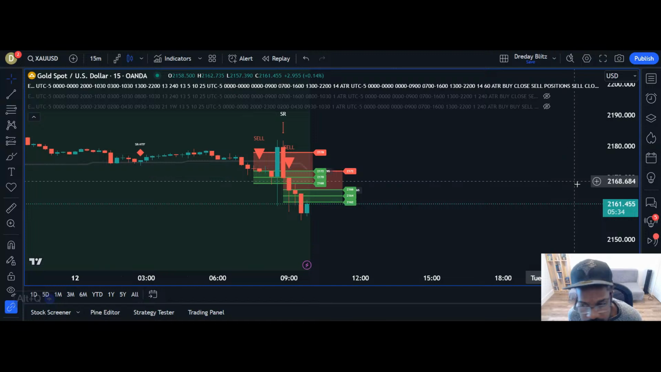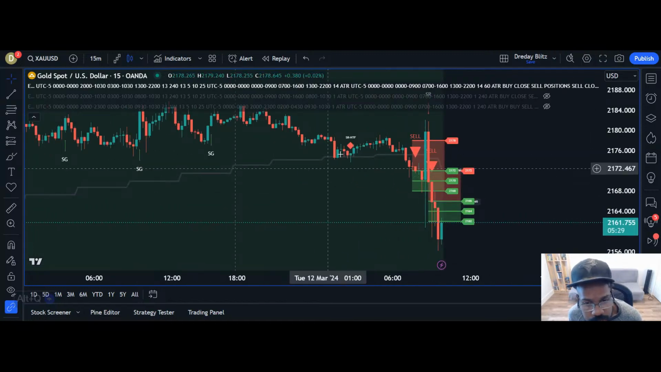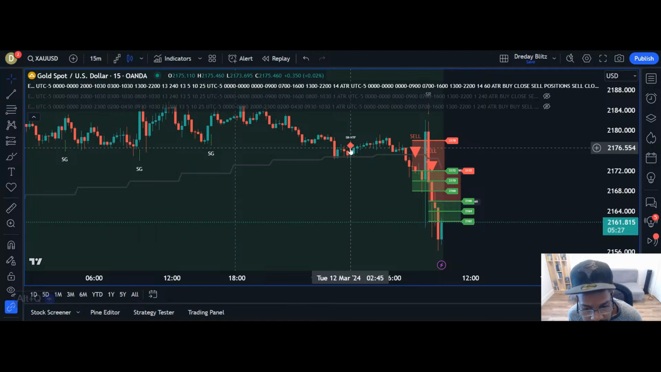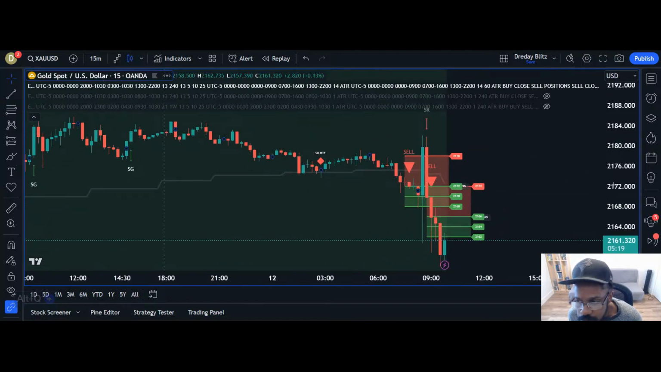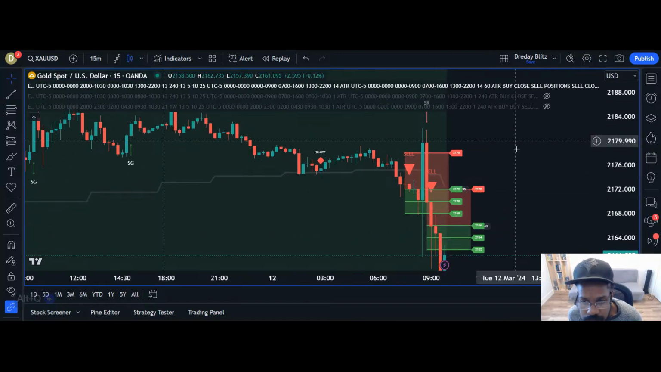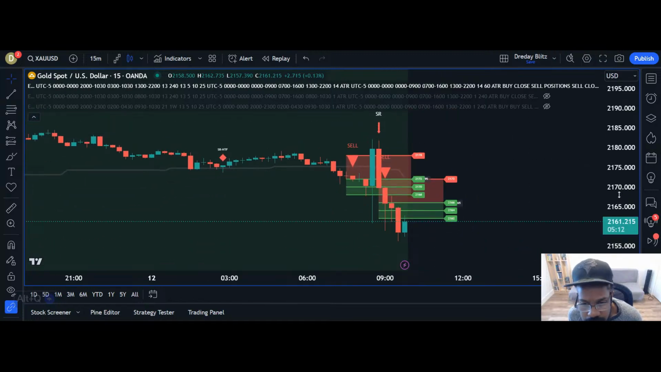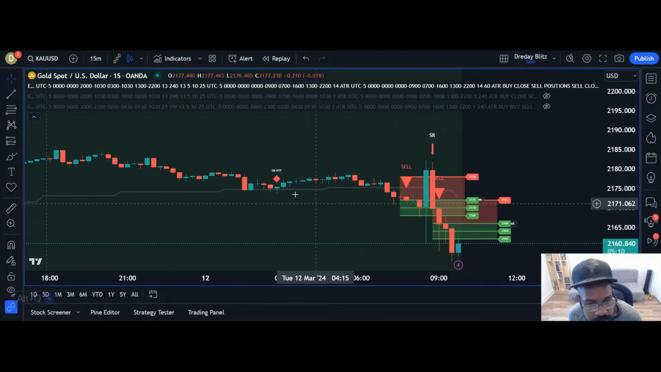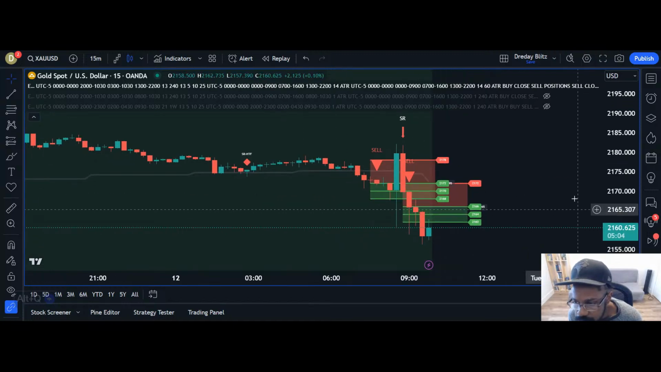So gold, like I said this morning, we had a switch. We have a switch red since 2 in the morning. So it gave you a sell off. And then we had a few sell setups.